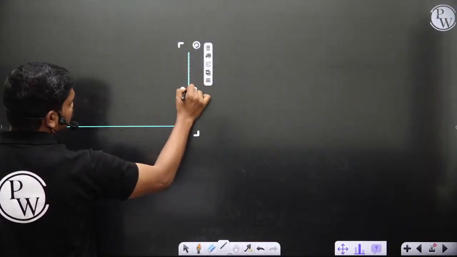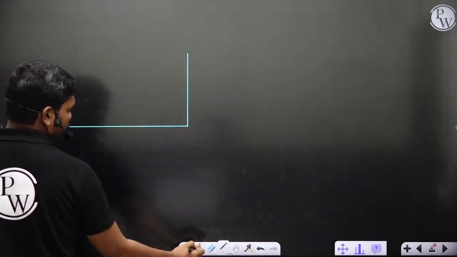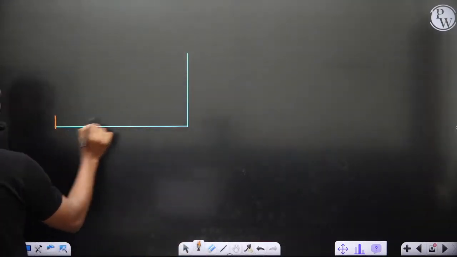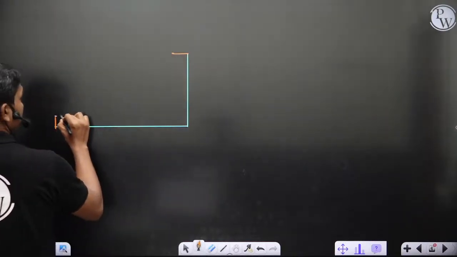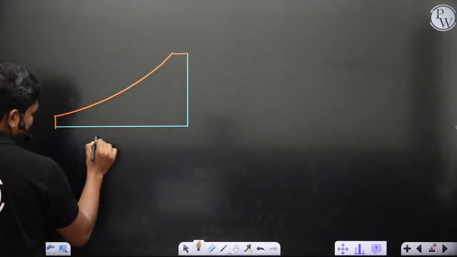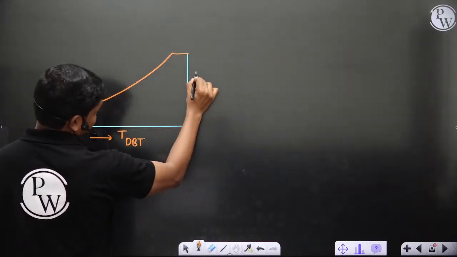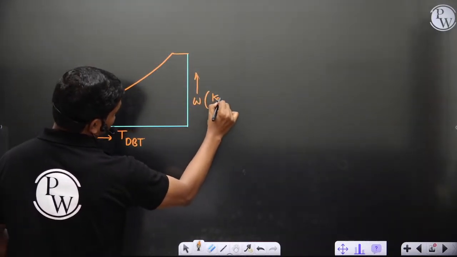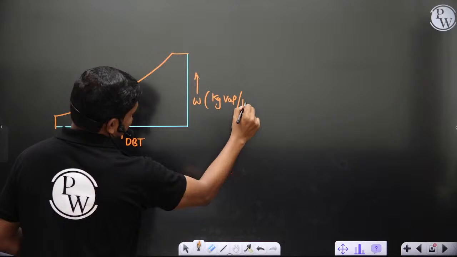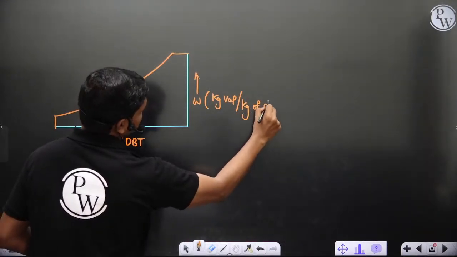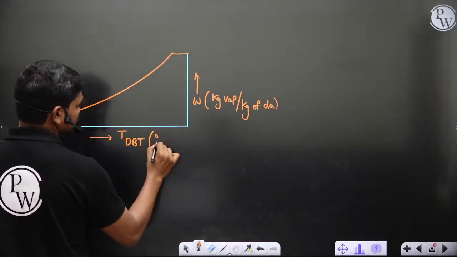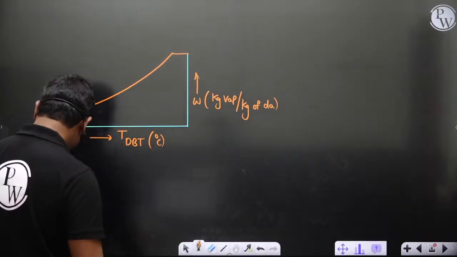Psychometric chart, actually. Okay. So if you see, dry bulb temperature, omega, kg of vapor per kg of dry air, and this is in degrees Celsius. Okay. Now initially, see carefully one thing here.